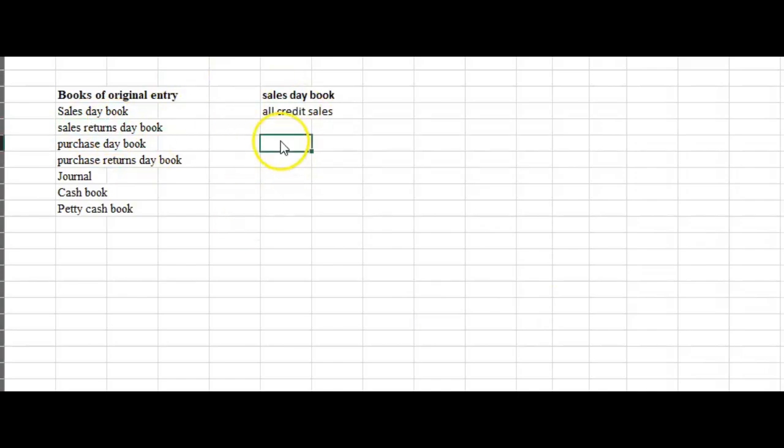We begin with the Sales Day Book. You might think this book records all sales, but in reality, the Sales Day Book records only credit sales, not cash sales. The next book is the Sales Returns Day Book. This is where we record goods returned by credit customers. One important point to remember for both the Sales Day Book and the Sales Returns Day Book is that you always record values after trade discount. If no trade discount is given by the seller, then the list price is recorded.